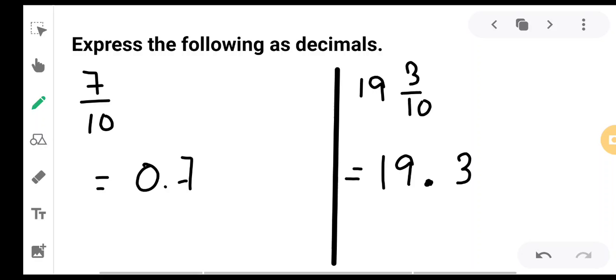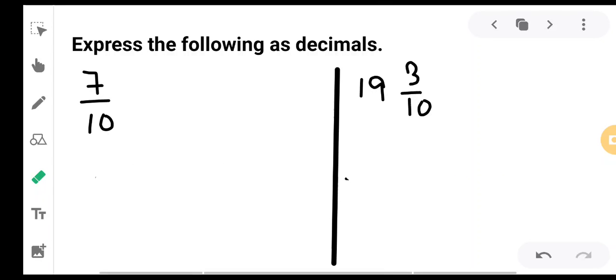Now express the following as decimals. Students, as you can see on your screen, 7 upon 10th. So we have to give this answer as a decimal. So how is it possible? Let's start, students. I am going to explain how it is possible. 7 upon 10. As you know, 1 upon 10th, so 7 is in the 1/10th place. So when we convert this number with a point, it is 0.7.